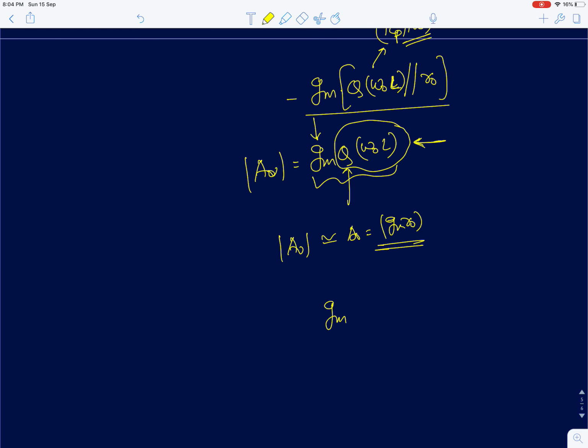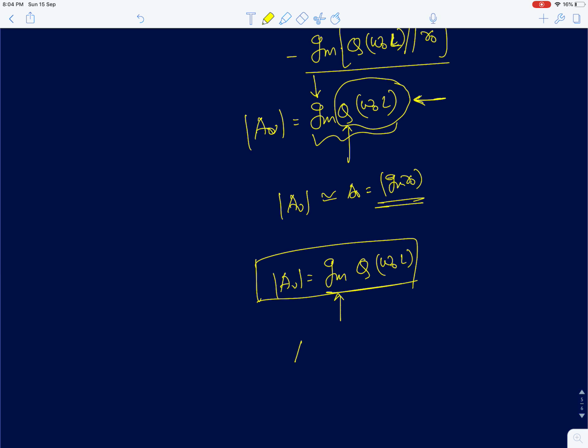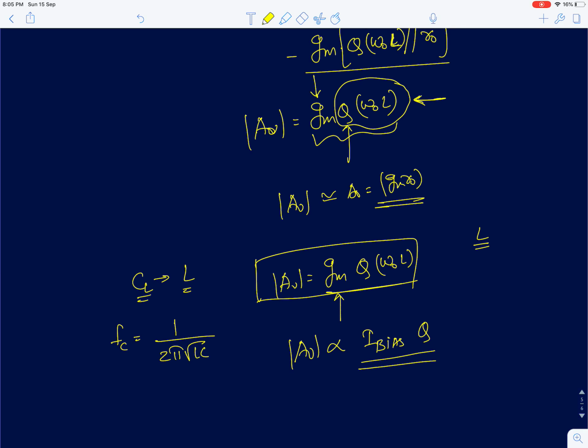So here Gm Q omega naught L is your gain. And if you look at this RF gain, it actually depends upon bias current, because your Gm is a function of bias current. So here gain is also proportional to I bias into the Q of the inductor. For example, once you know the load capacitance, then the value of L is also fixed, because your carrier frequency is fixed. So based on that, I'll fix the value of L.